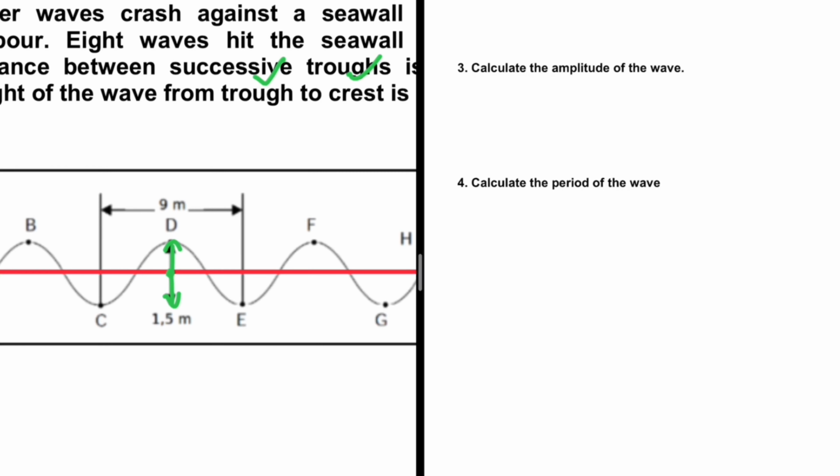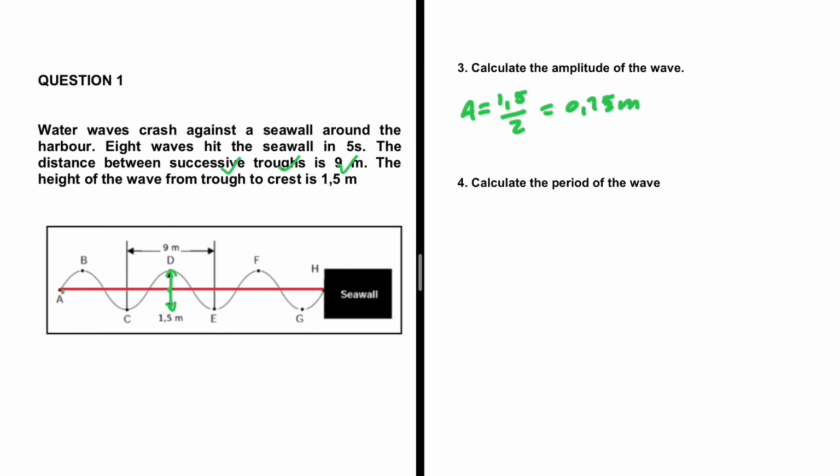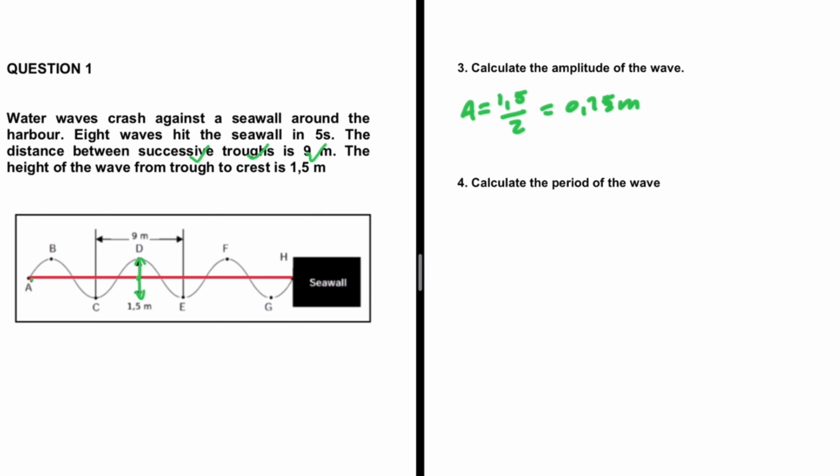So in this case, we can say that the amplitude is equal to 1.5 divided by 2, which is equal to 0.75 meters. So there we go. We have our amplitude, which is 0.75 meters. It's very rare that in an exam situation, you will be given the amplitude in a straightforward manner, like "the amplitude is 1 meter." It's very rare that you're given a situation like that.